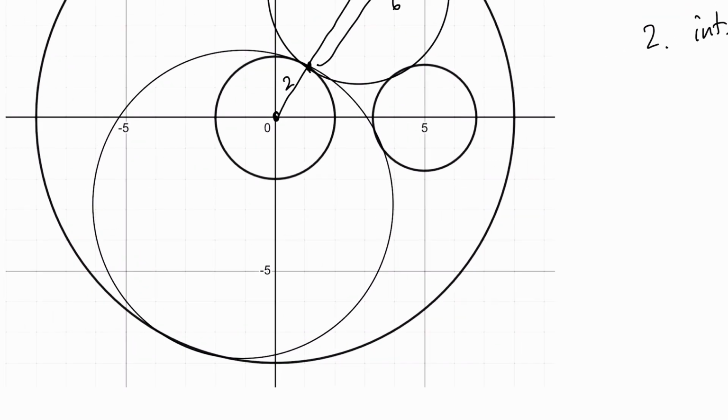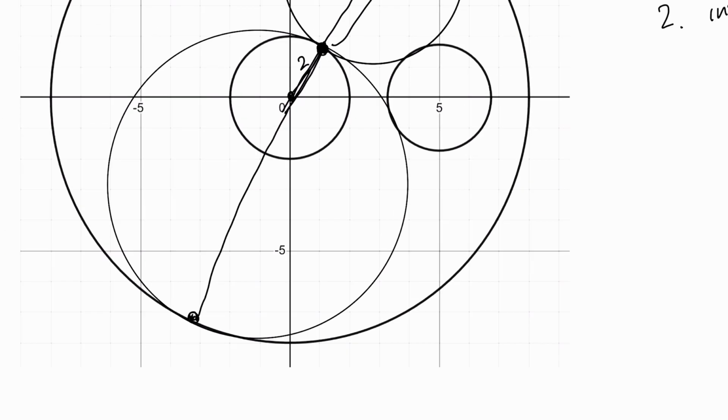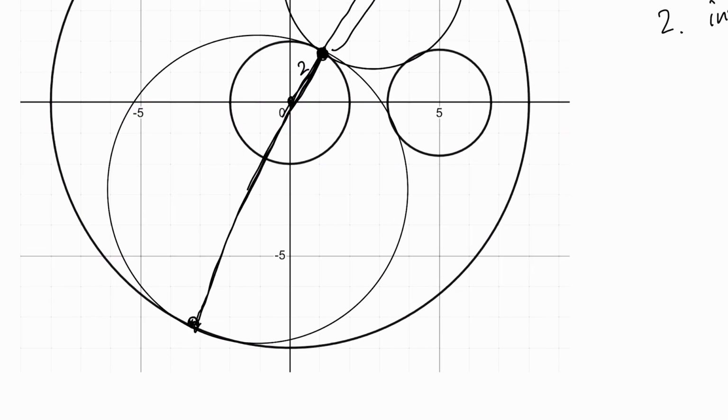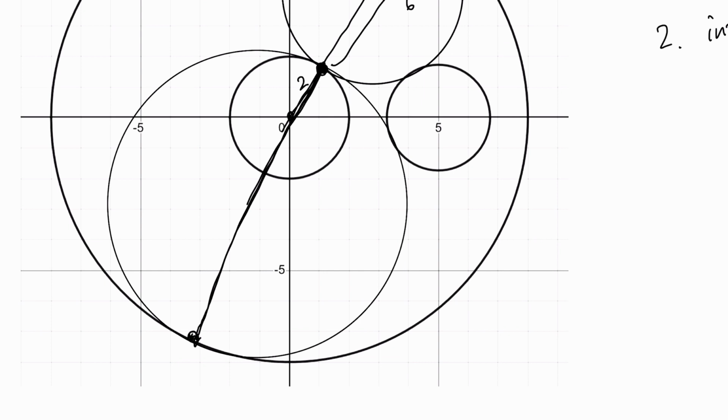If we connect from the point of tangency to the point of tangency, it will be collinear, because the circles have the same center. This is a line, and we know that this side length is going to be 8, the radius of the big circle. So the radius of the circle in S over here is just going to be 8 plus 2 divided by 2, or 5.